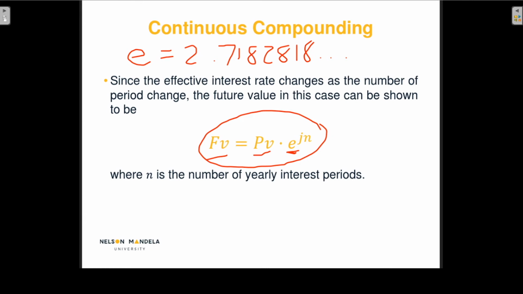Okay, now you can add this formula to your list of important formulas. We've got the future value for simple interest. We've got the future value for compound interest. And now we add also the future value for compound interest if compounding is continuous.